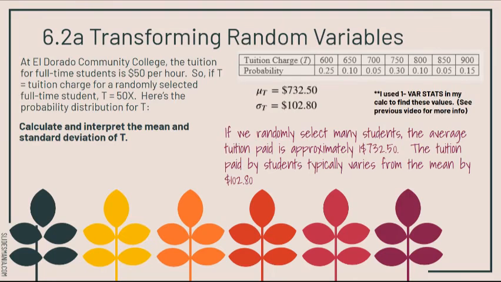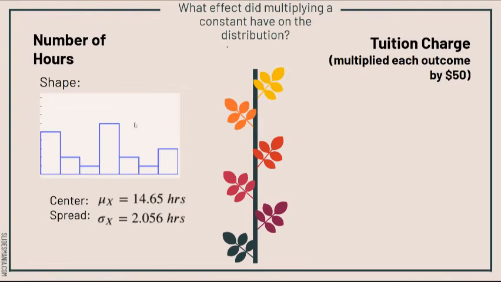So what effect does multiplying and dividing a random variable by a constant have? So we multiplied by 50. So we need to look at how it changed our mean and our standard deviation. So let's look at the next slide. Here is the shape for the number of hours and the center and spread. We had already found this. This is kind of bimodal. It just kind of has an interesting shape.